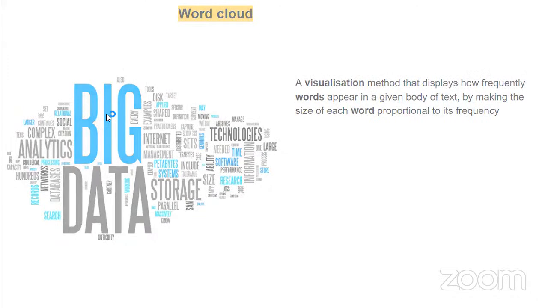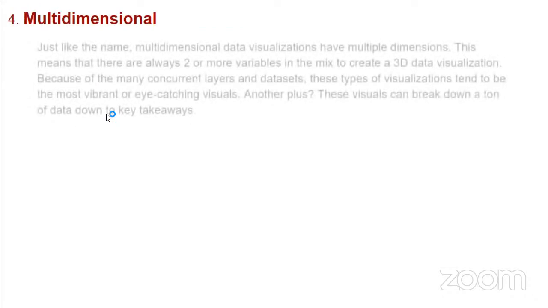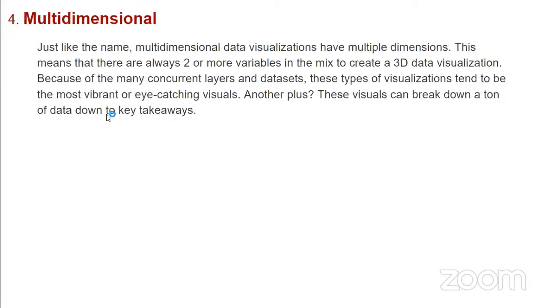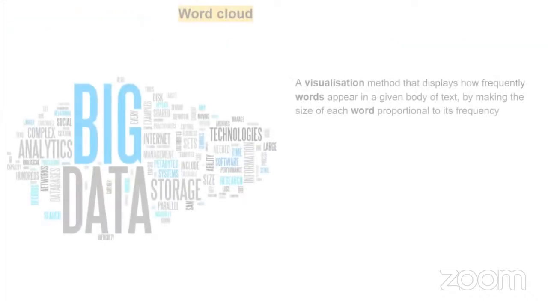Multidimensional visualizations have multiple dimensions, just as the name indicates. It means that there are always two or more variables in the mix to create a 3D visualization. Because of the many concurrent layers and data sets, these types of visualization tend to be the most vibrant and eye-catching visuals. Another plus is that they can break down a ton of data into key takeaways. One thing you'll also notice is that sometimes you find one visualization that overlaps categories. For example, the matrix chart overlaps between different categories.